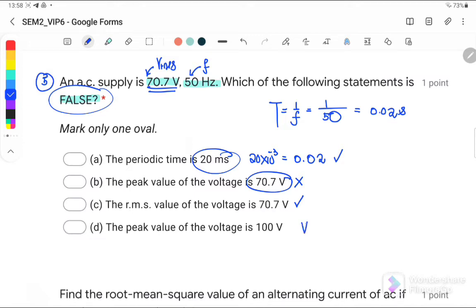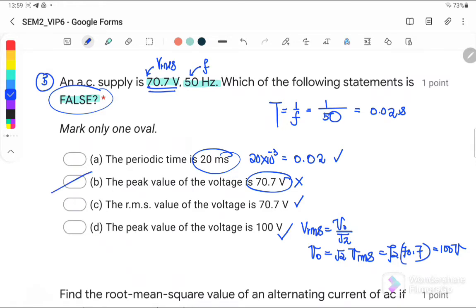Our VRMS is equal to V0 over root 2. Therefore V0 is equal to root 2 times VRMS, or root 2 times 70.7. We will get 100 volts. So this is correct. So the statement that is false is B.